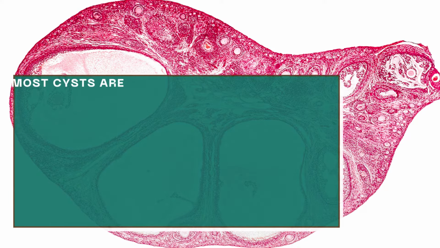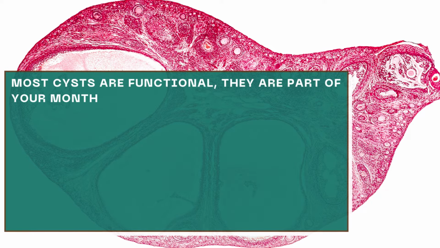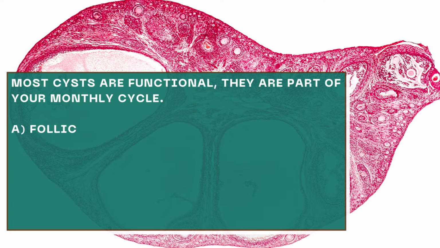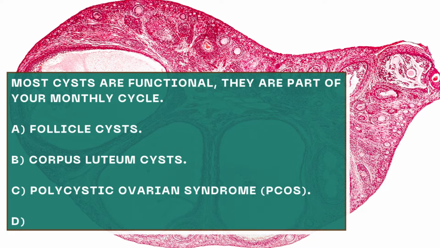Most of the cysts are functional. They are part of your menstrual cycle. Those we call functional cysts or follicular cysts, and they usually grow to around 18 millimeters to 25 millimeters, and hardly go above 3 centimeters. Corpus luteal cyst is another cyst which happens in every woman post ovulation. It's usually filled with blood and it will disappear with time.